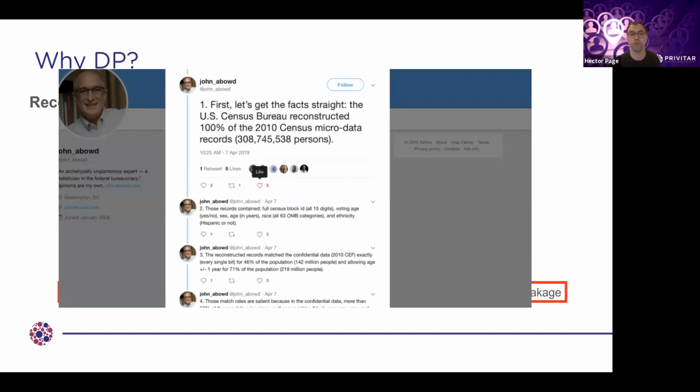So here's a tweetorial from John Abowd, the chief methodologist of the US Census Bureau, and he's just telling the world that his internal experiments at the Census Bureau were able to reconstruct 100% of the records in the census microdata from the aggregates that we release.